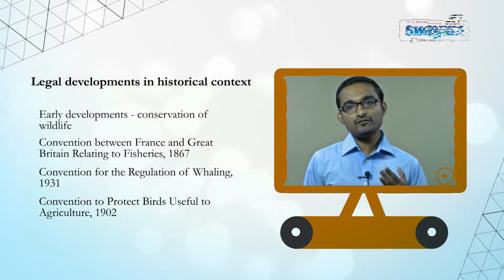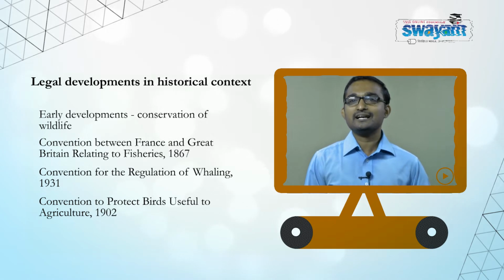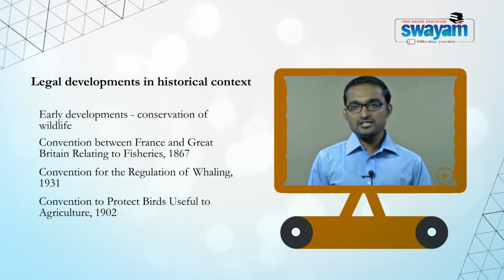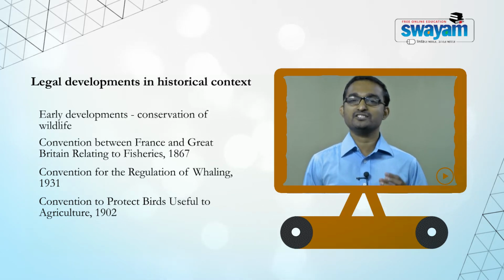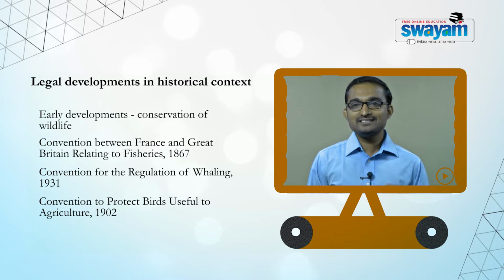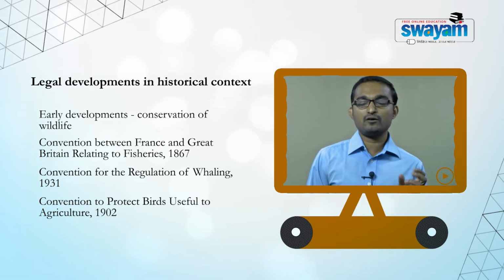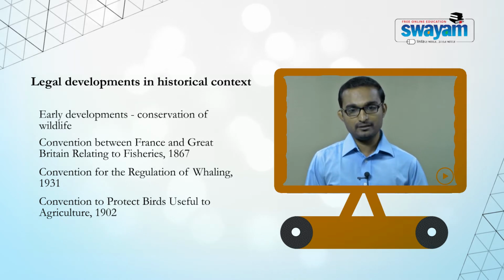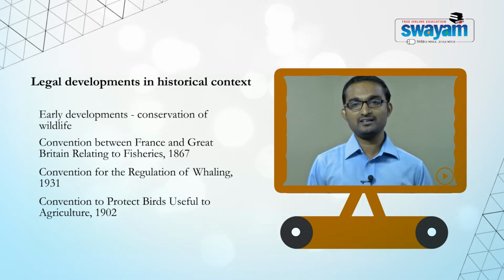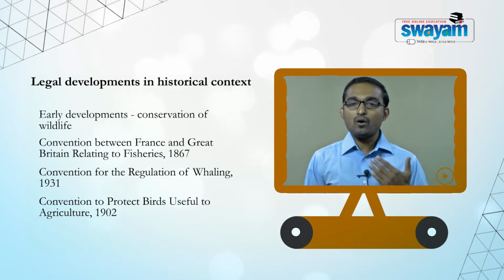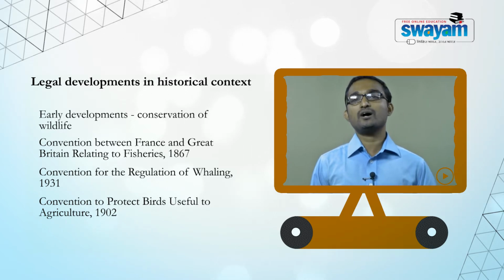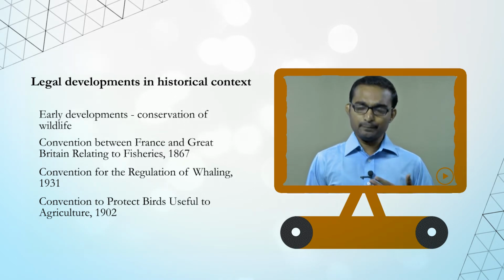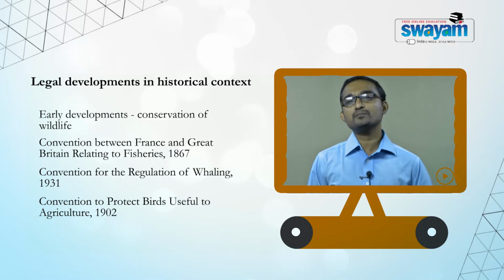But when we look at some of these instruments, it's quite clear that they followed a piecemeal approach. When I say piecemeal approach, look at the focus of these instruments. All of them essentially focus on some minor part of the environmental issue, for example conservation of wildlife. Or the third example, Convention to protect birds useful to agriculture 1902, is all about protection of birds useful to agriculture. So the developments in the early period followed a piecemeal approach.